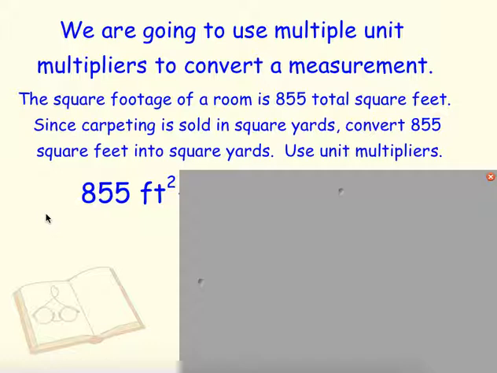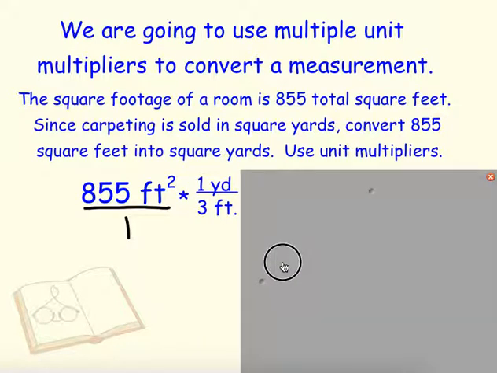So here's an example of using multiple unit multipliers to convert a measurement. So we have this room and it's 855 total square feet. But unfortunately, our carpeting store only sells in square yards, so I need to figure out how much I need so that I get my money's worth, don't get too much, too little. And so we take this 855 feet squared, and we need to change it to yards squared. Well, the natural thing to do is think, well, what's the conversion from feet to yards? Well, we would say I'm going to use 1 yard over 3 feet because I want the feet opposite of each other over that fraction bar.